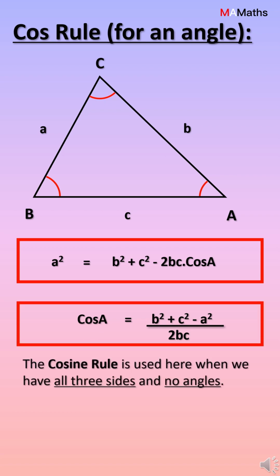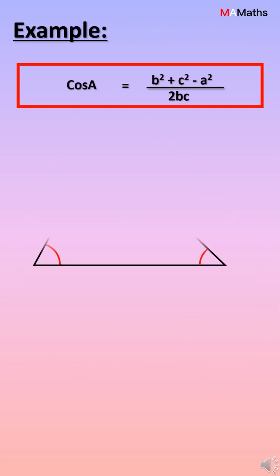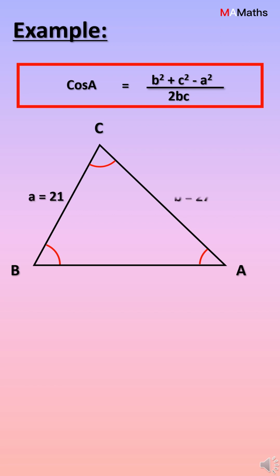This time we can find an angle when we have no angles, but we have the three sides of a non-right triangle. Once again, here's an example to follow up on that. So we have the three sides of our non-right triangle. A is 21, B is 27, and C is 29. And we want to find the angle A.